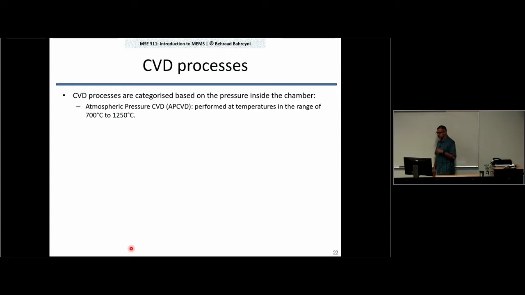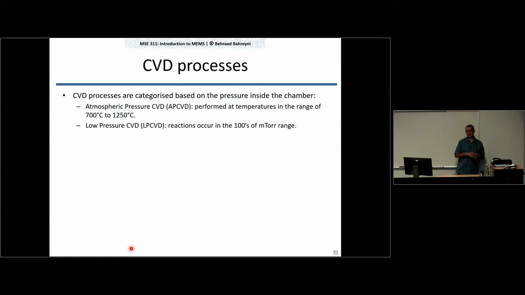CVD processes are usually categorized in 3 different groups. APCVD, or atmospheric pressure CVD, was the basic one that was developed first in the 60s. And this is basically what we said, everything is happening under atmospheric pressure. The temperatures for reactions are about 700 to 1,000 degrees Celsius. And the challenge here is that at such high pressures, when you have a flow of material into your chamber, you have gas dynamic issues, right? So you can have vortices and all sorts of phenomena going on.